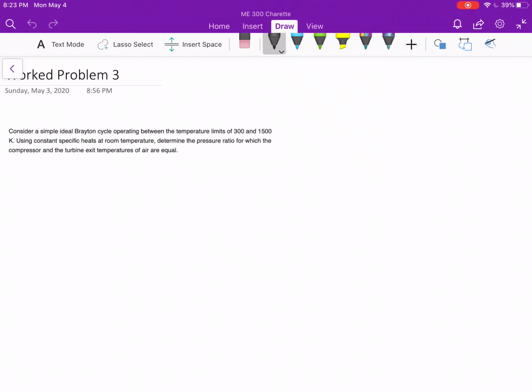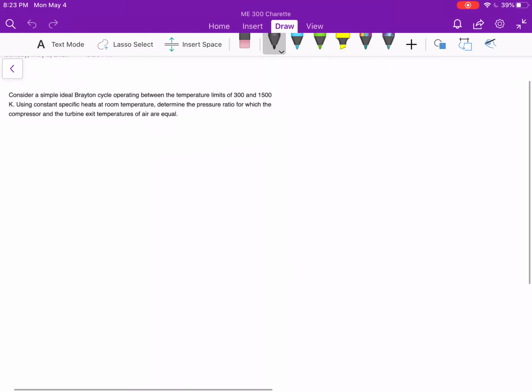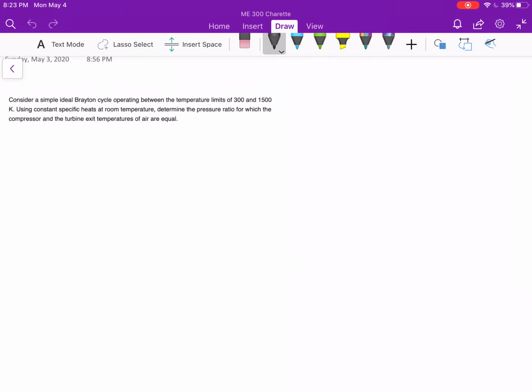This is my worked problem number 3 for the thermo-charrette number 2. So we have a problem. Consider a simple ideal Brayton cycle operating between the temperature limits of 300 and 1500 Kelvin. Using constant specific heats at room temperature, determine the pressure ratio for which the compressor and the turbine exit temperatures of air are equal. So we can write down our givens right off the bat.